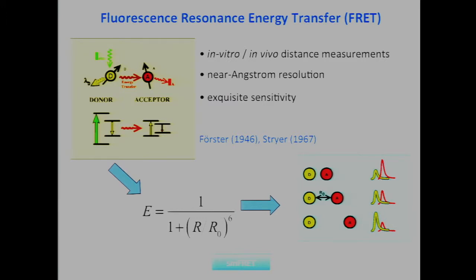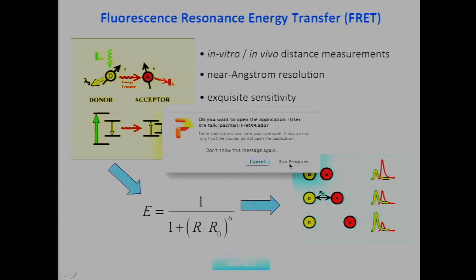As I said, the theory was worked out by Forster. The first demonstration that you can actually use this method to measure distances was done by Stryer and Haugland in 1967, and from that on, this method has become a really important tool in biochemistry and cell biology to measure interactions, to measure distances.